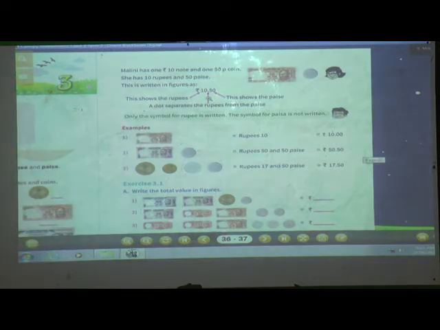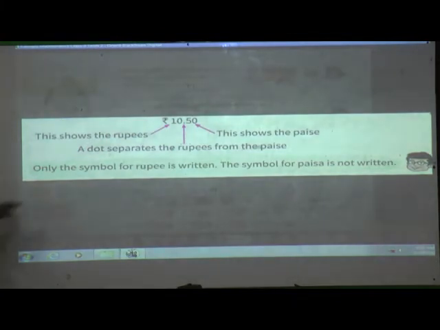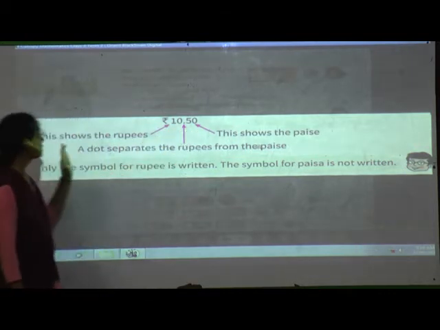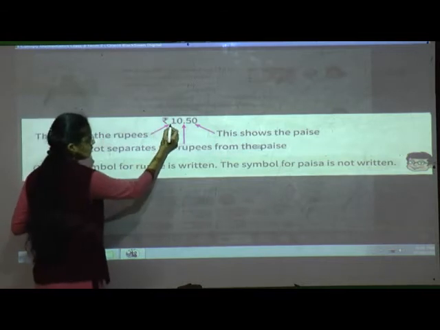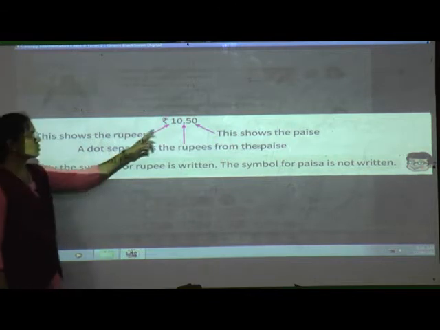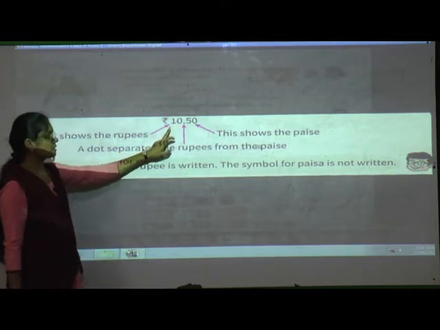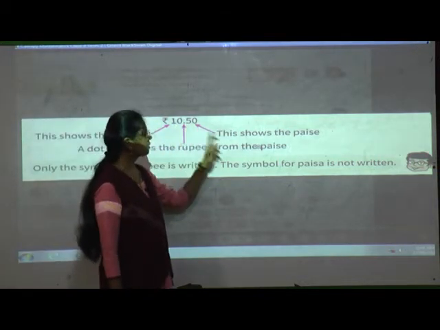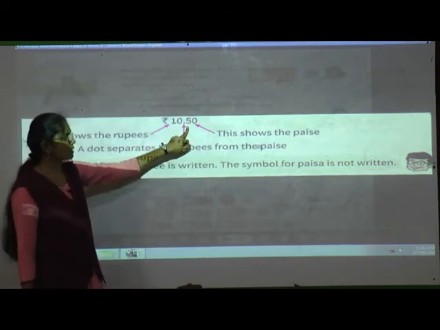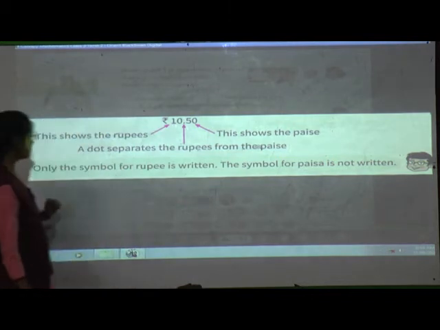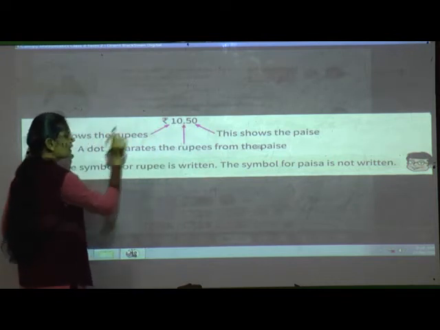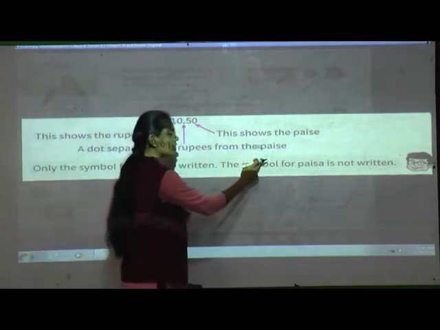Yes, see here, look at the board. Rupees 10.50. Rupees 10.50 means this shows the rupees. See here, rupees 10 means it is a 10 rupees note. This number shows the rupees, and after the point, this shows the paise. After the point, whatever number is there, that shows us paise. Dot means this point. The dot separates the rupees from the paise.